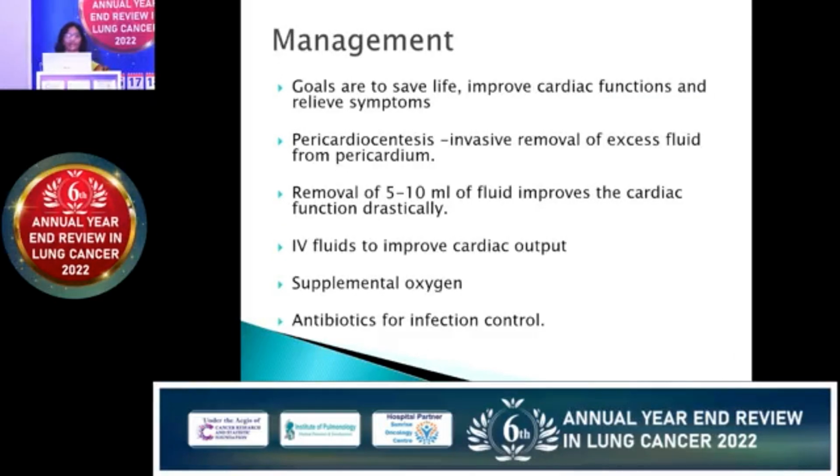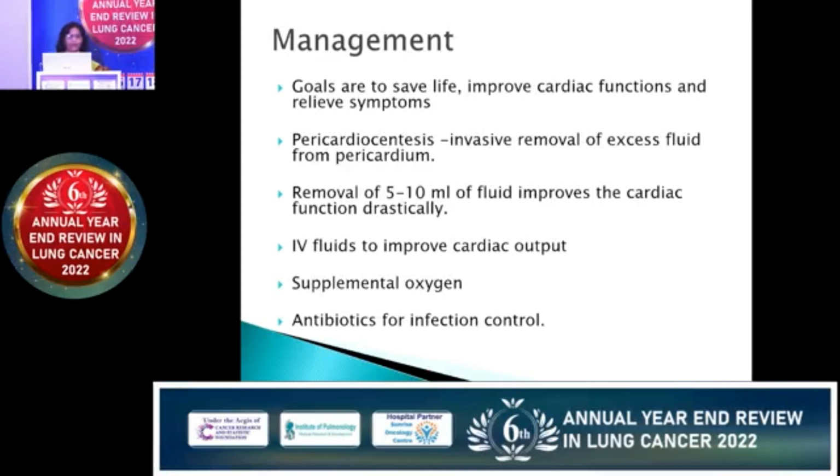Management. The goals are to save life, improve cardiac functions, and relieve symptoms. Pericardiocentesis, that's invasive removal of excess fluid from the pericardium. This is done in the IR procedure. Removal of 5 to 10 ml of fluid improves the cardiac function drastically. The patient feels quite better. IV fluids to improve the cardiac output, supplemental oxygen, providing a propped up position to the patients, and we need to give antibiotics for the patient to prevent infection.